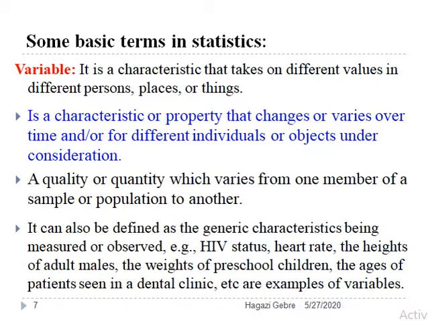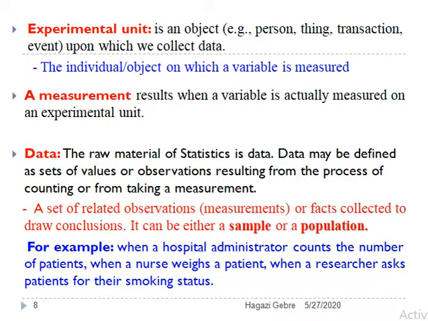Okay, it can also be defined as a generic characteristic being measured or observed. Examples: HIV status, heart rate, height of adult males, the weight of preschool children, the ages of patients seen in a dental clinic, and so on, are examples of variables. You can also list any variables in your field of interest, because as we have said, statistics has application in all fields.